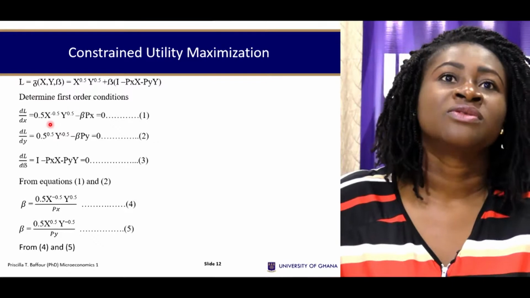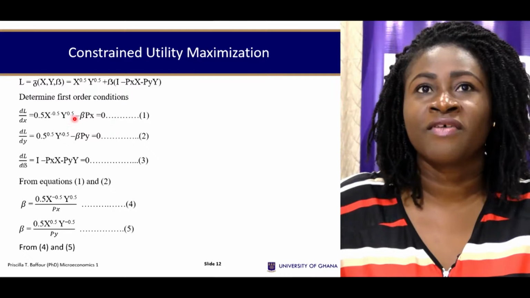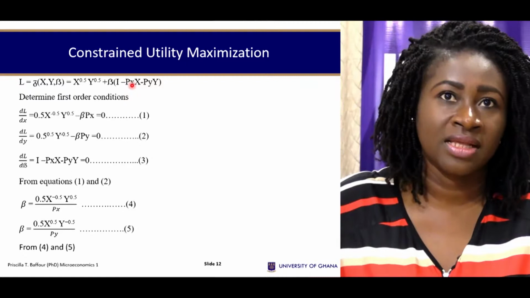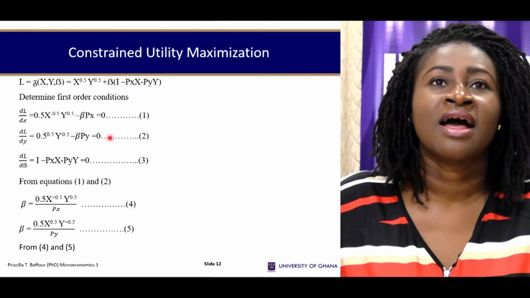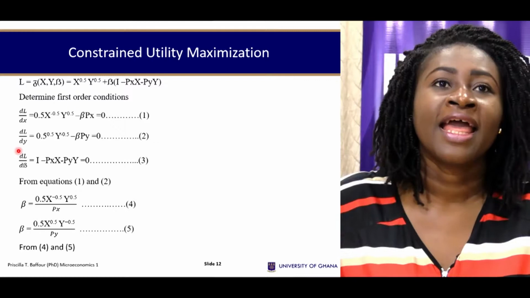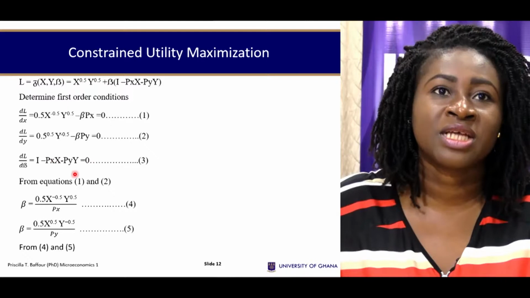0.5 X to the power minus 0.5 multiplying Y to the power 0.5 minus beta multiplying the price of X, which is PX. We set it equal to zero because we want to look at the limit of the function. So we do the same for Y, and then we differentiate the function with respect to lambda, and we get the expenditure here, the constraint, which is equation 3.